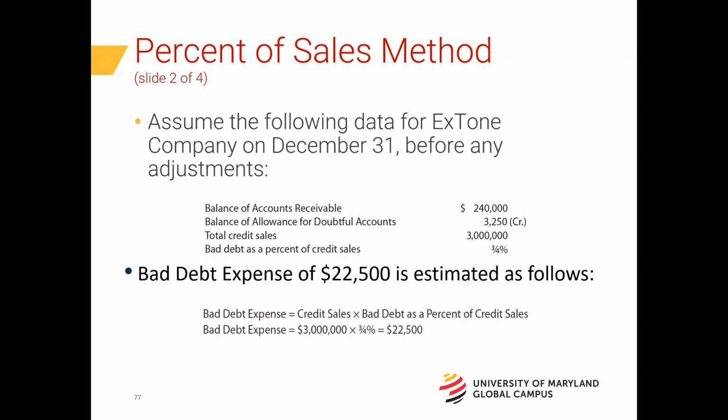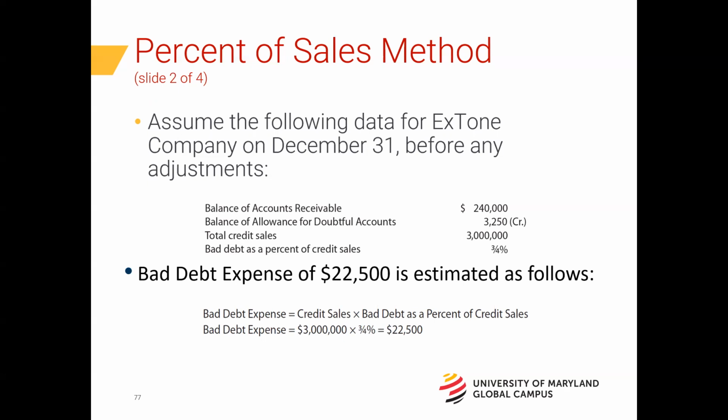Or you might be wondering, why credit sales? Well, I clearly already collected the cash sales, right? So yeah, we use credit sales, not total sales. It's based off of credit sales. So credit sales, meaning sales I made on account, $3 million. I won't be able to collect 0.34% of that.